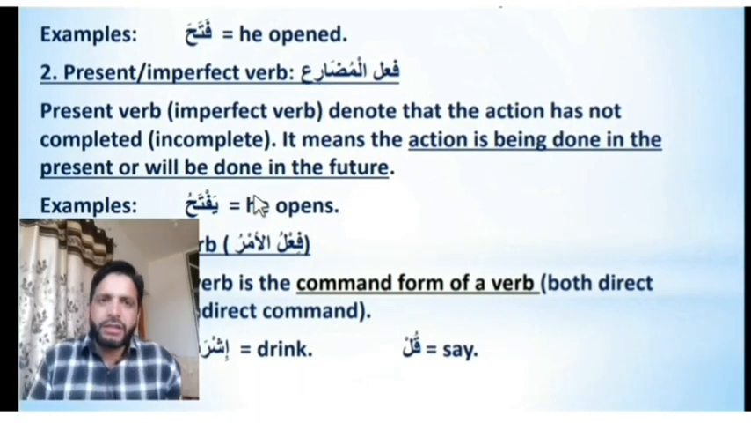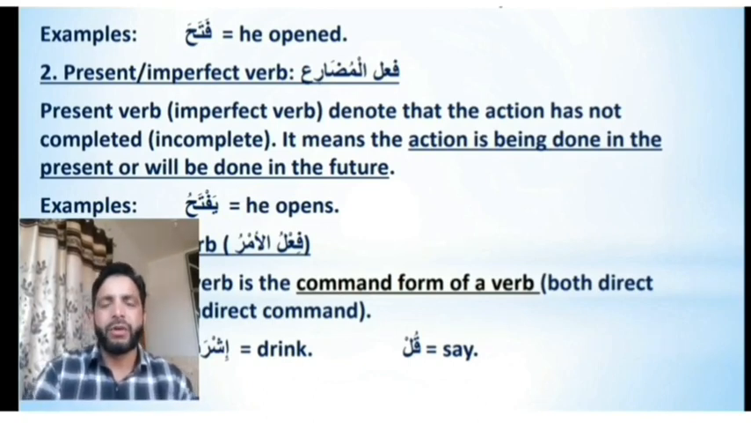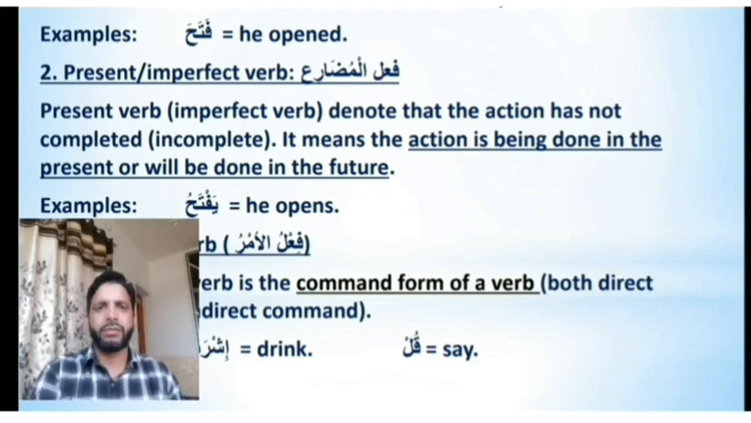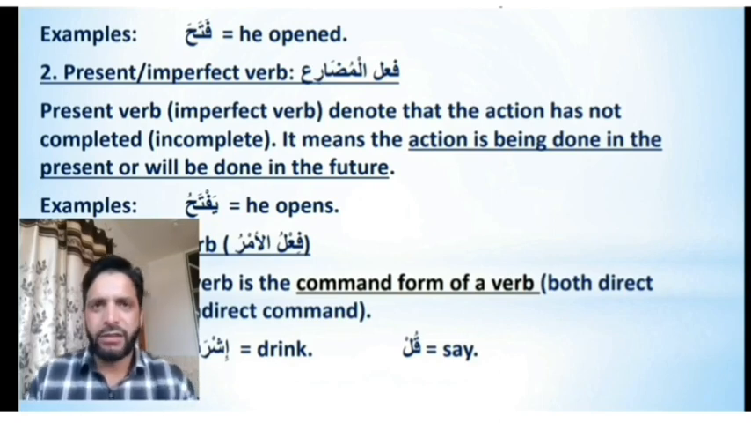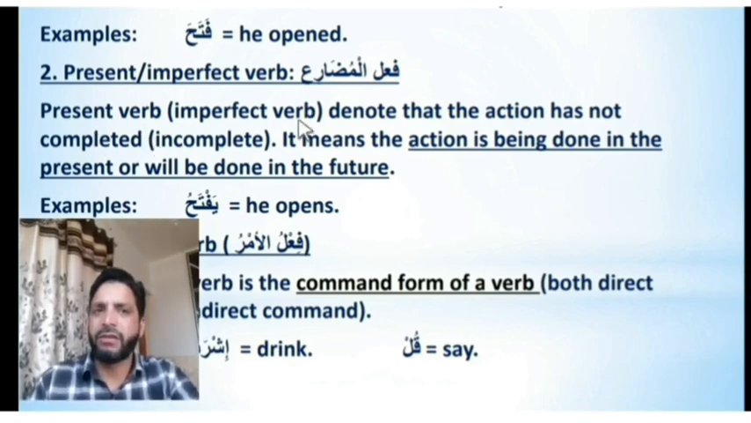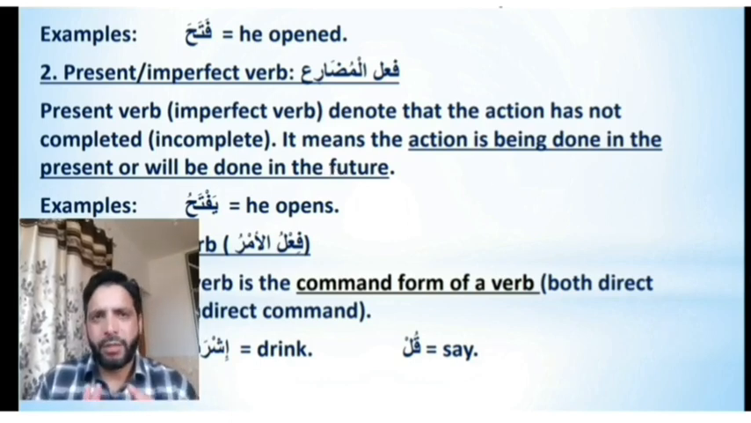of fi'l in Arabic is fi'lul mudari, present, or you can say imperfect verb, or you can say present plus future verb, because fi'lul mudari in Arabic we use for both present and future. So present verb, imperfect verb, denotes that the action has not been completed, or it is still incomplete, and it means that the action is being done either in the present or will be done in the future. So this imperfect verb fi'lul mudari we use for both present as well as for future.